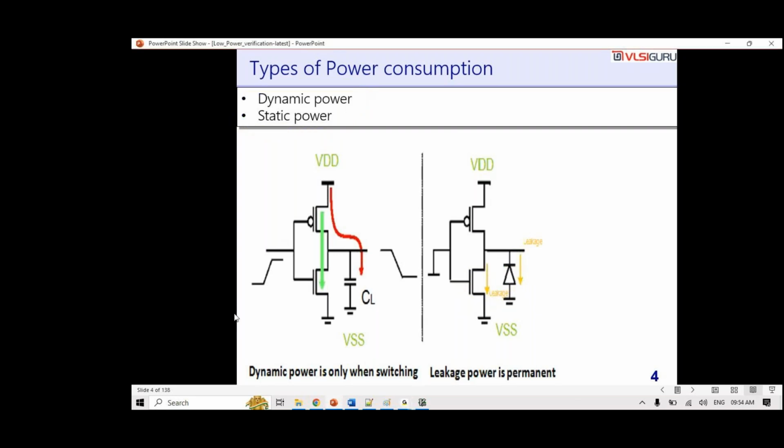Dynamic power only happens when the switching is happening. Leakage power is permanent. When you keep it high, or when you keep it low, this also won't happen.